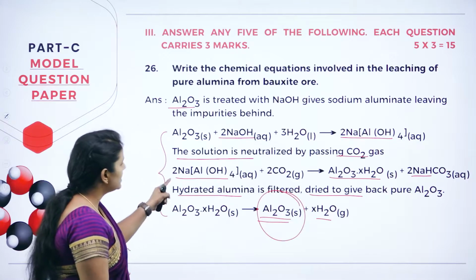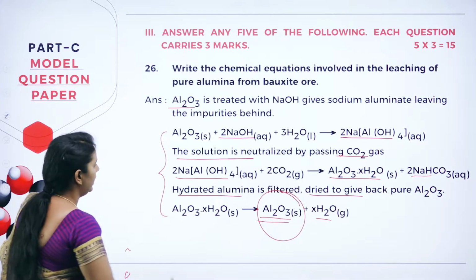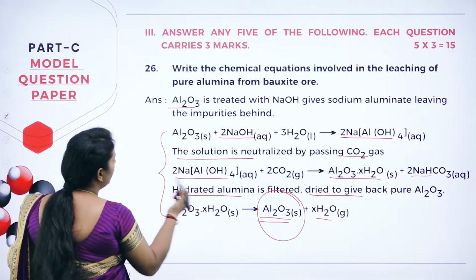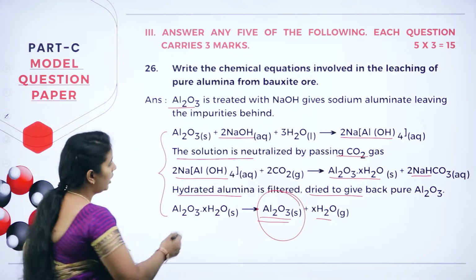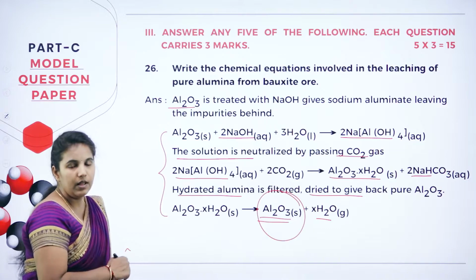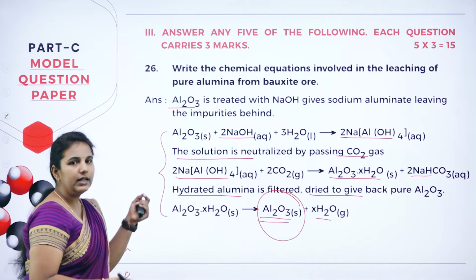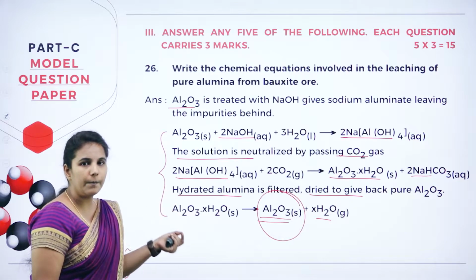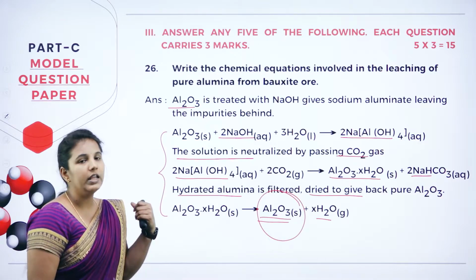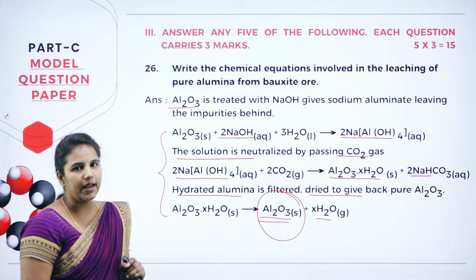Okay. So you have to write a 3-step reaction. Suppose you write only the first and second one, you will get only 2 marks. Or if you write all 3 steps of the leaching of the bauxite ore, you will get 3 marks. For writing all the properly balanced equations, you will get 1 mark. Totally it carries 3 marks.